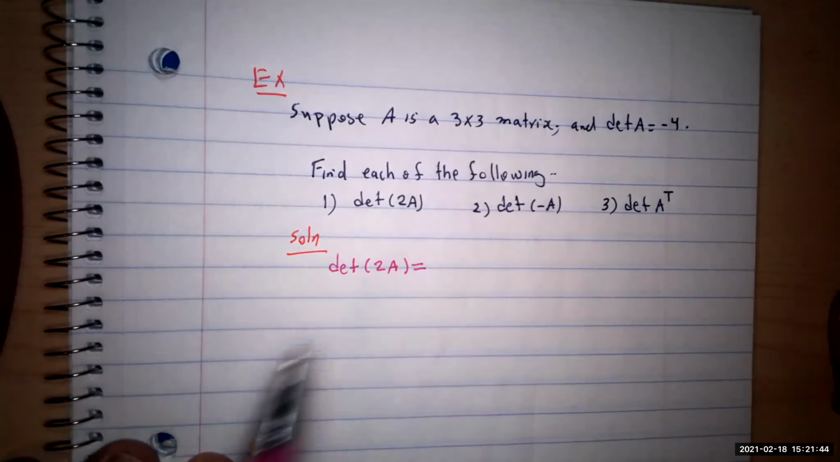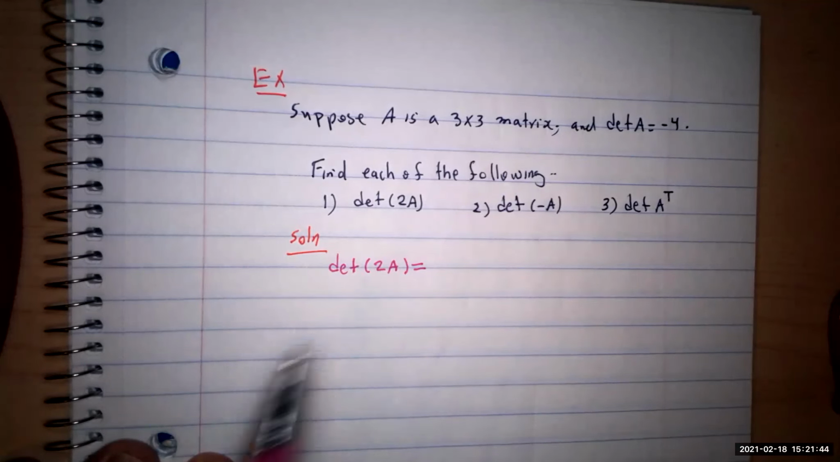Let's go to the second one. The second one is a special case of this one: the determinant of negative A. Negative A is like negative 1 times A, so k is negative 1. So this is negative 1 to the n, negative 1 to the third, times the determinant of A. Negative 1 to the third power would be negative. The determinant of A is negative 4, so the answer would be 4.